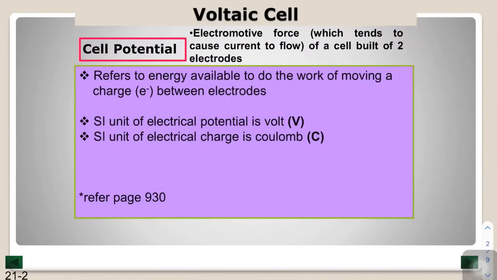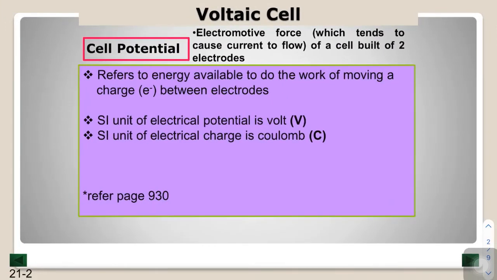Cell potential. In a voltaic cell, the cell potential is defined as the electromotive force which tends to cause a current to flow in a cell built of 2 electrodes. It refers to the energy that is available to do work of moving a charge in the form of the electron between the 2 electrodes. The SI unit for electrical potential is the volt, and for electrical charge, the unit is the coulomb.